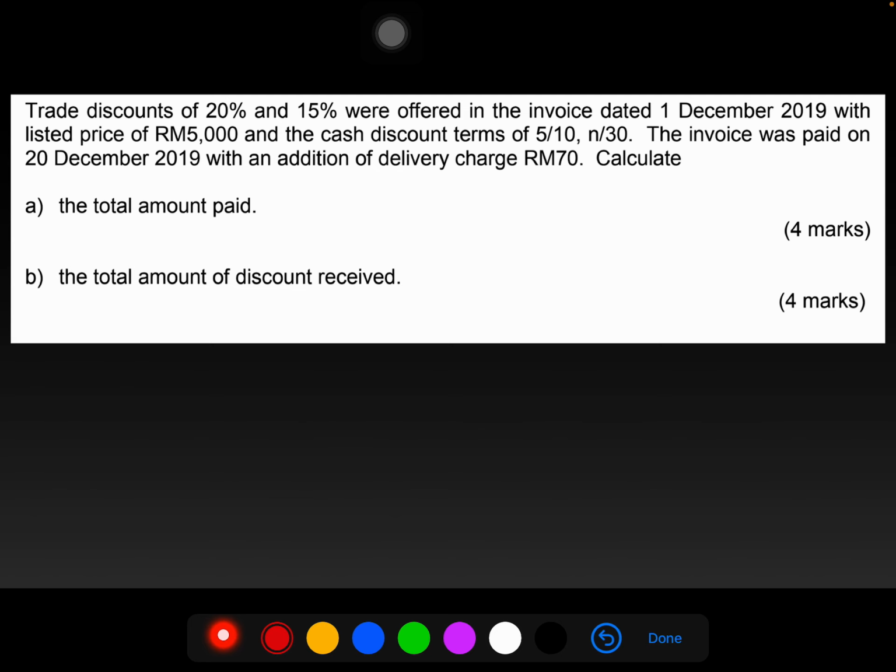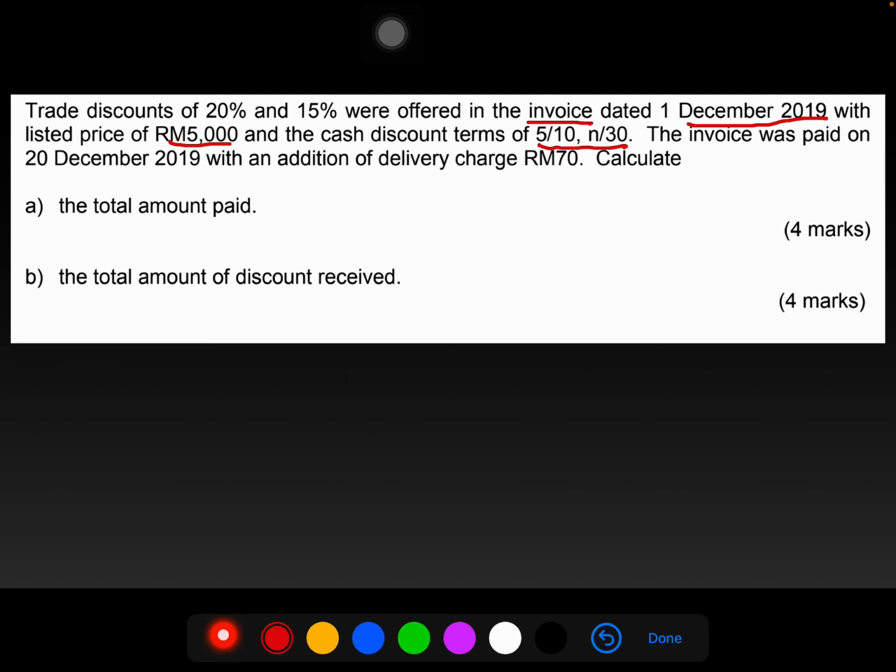Look at this one. We have a trade discount of 20% and 15% offered in the invoice. When we have an invoice, it means that we may be offered a cash discount, so we should expect that. We also need to pay attention to the date of the invoice. The invoice is dated 1st of December 2019. The list price is 5,000. The cash discount is given as this one.